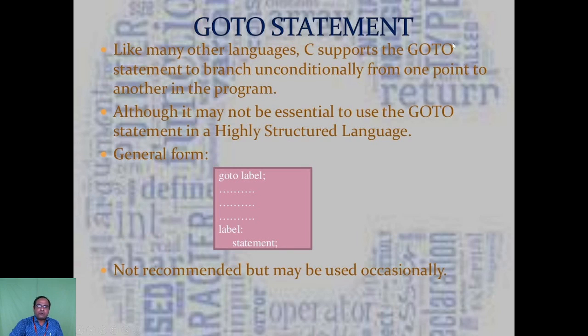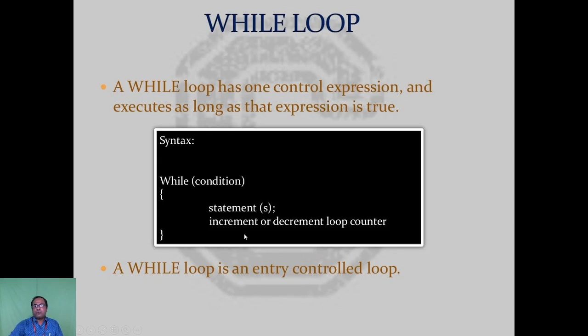And the next one is the goto statement. Many languages use the goto statement. This goto statement skips the direction of the execution. Okay, suppose when you mention the goto statement, then automatically the instruction where the goto statement belongs will be executed. That is called the goto statement.